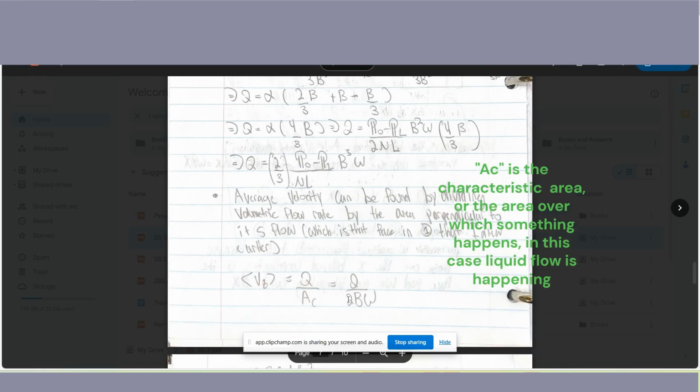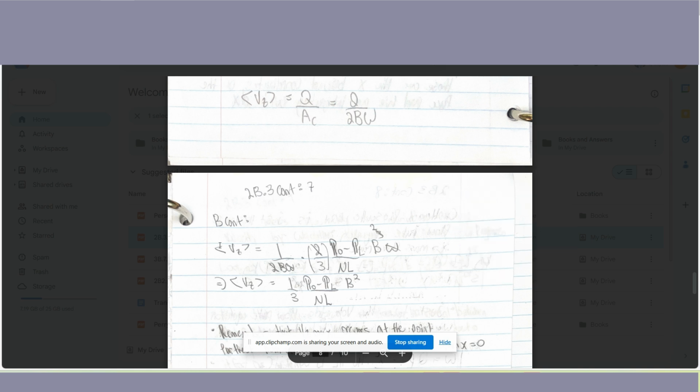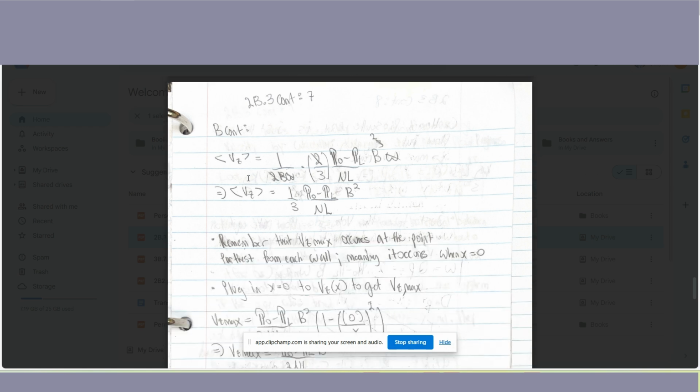And yeah, here we see 2bW is AC. So that checks out. That's what I put earlier. So Vz equals 1 divided by 2bW times Q, and we're just doing some algebra there. And so the average velocity equals that.